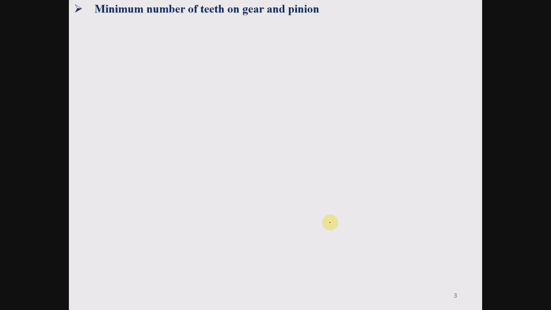Now, let us continue. What is the first method to avoid the interference? To select the minimum number of teeth on gear and pinion. We can avoid the interference by selecting the minimum number of teeth on gear and pinion. This was our first method. Now let us find out the analytical equations to find out the minimum number of teeth on gear and pinion so that interference is avoided.